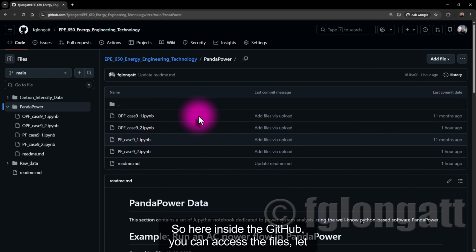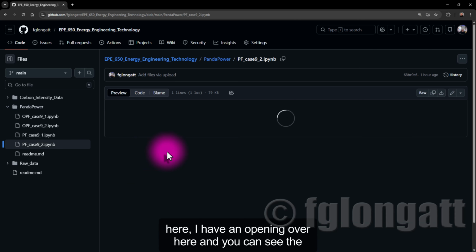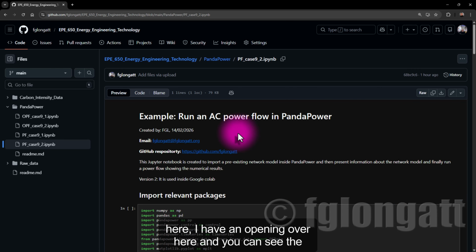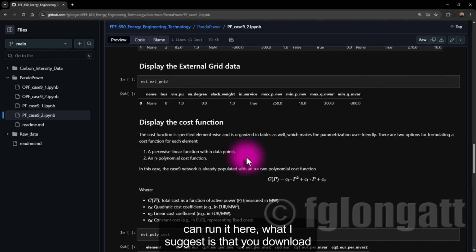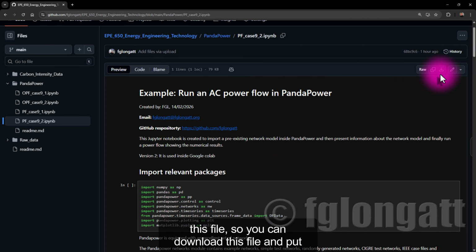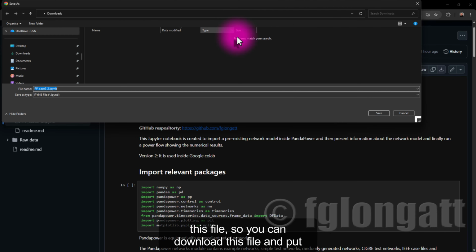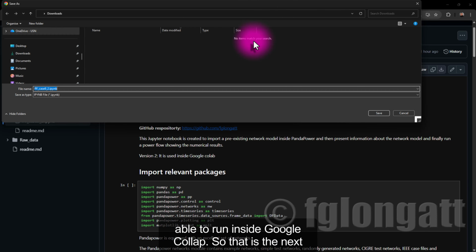So here inside the GitHub, you can access the files. Let me see at least the power flow case. You can see the file over here, but you cannot run it here. What I suggest is that you download this file and put it inside your Google Drive, because when you have this file inside your Google Drive, you will be able to run it inside Google Colab.